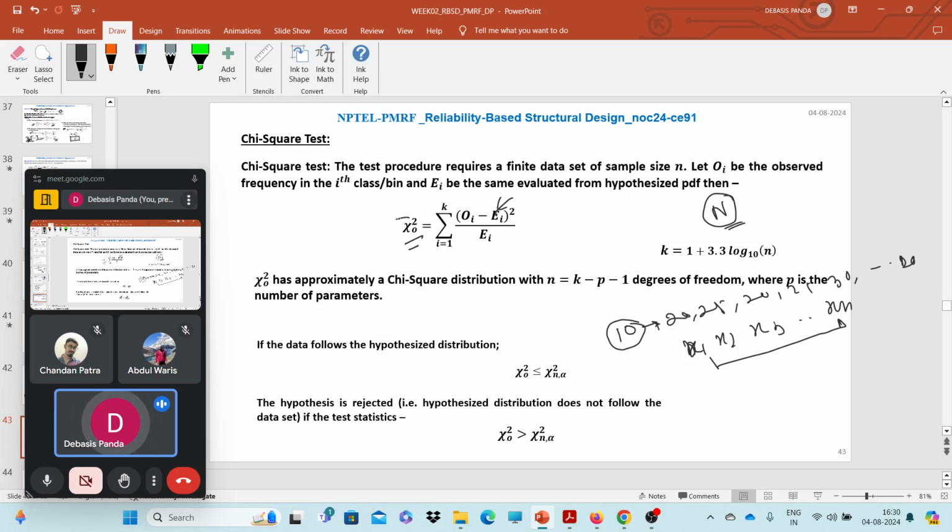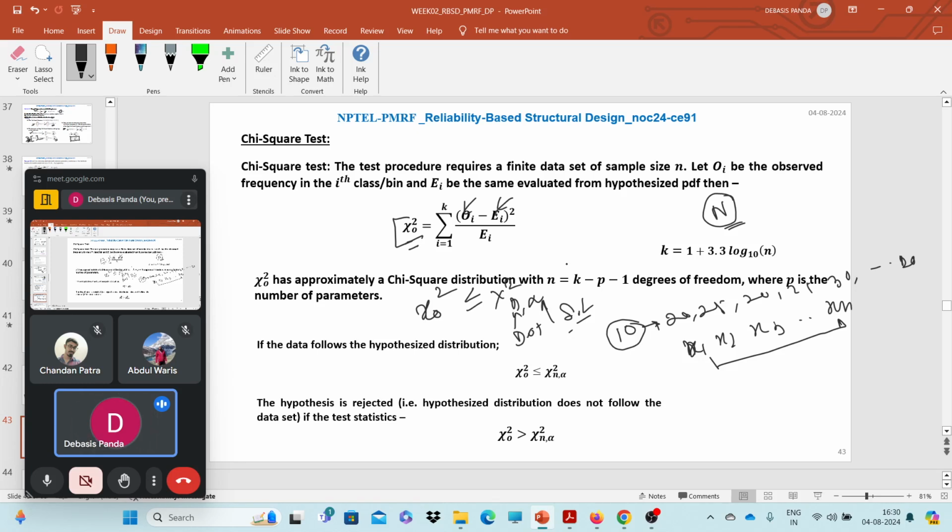When we get the chi value, this is your chi-square value, which we can find from observed and expected frequencies. Now what we need to check is whether our chi value is less than or equal to chi-square of n and alpha. What is that n? This is the degree of freedom, and alpha is the significance level. These two things we can get from the chi table. In a minute I will show what the chi-square table is and how you can find the degree of freedom and significance level.